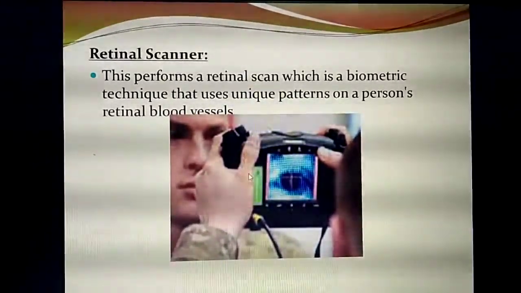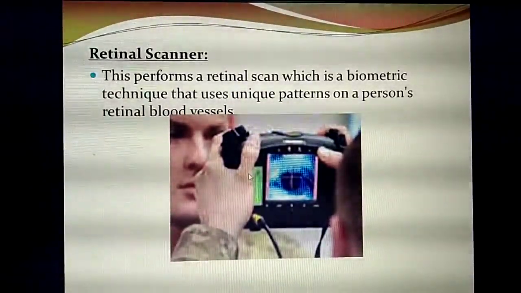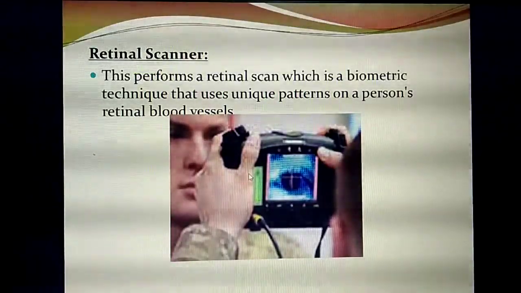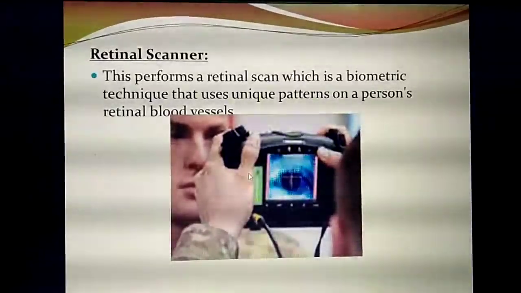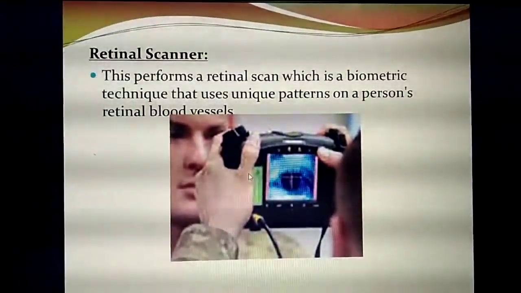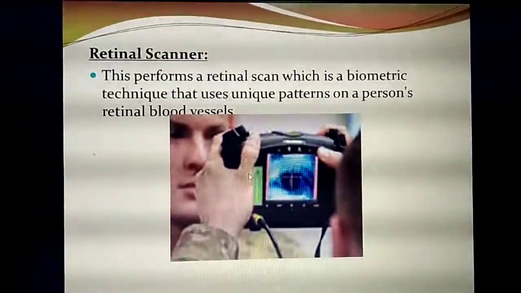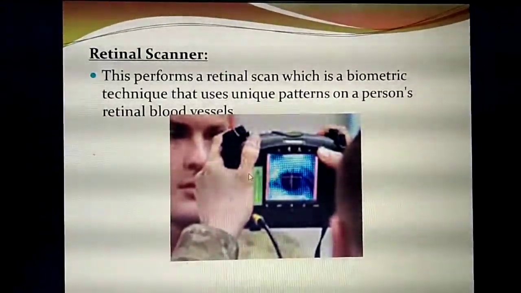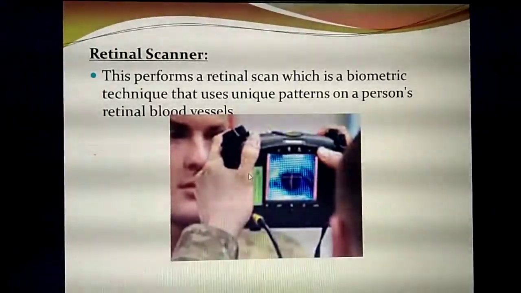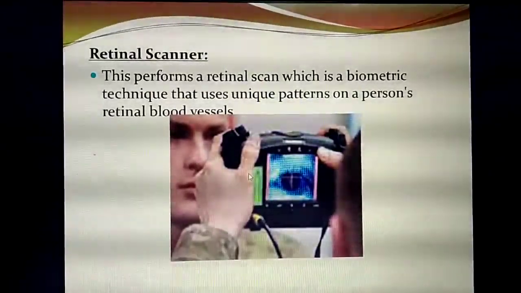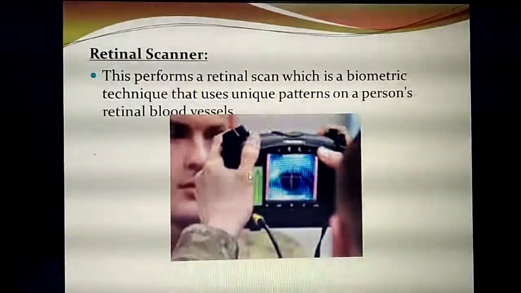Retinal scanner is used for what? To scan the retinal part of our eyes. That means it scans the blood vessels inside our retina, the person's retinal blood vessels, and mainly it is used for the biometric technique. So for Aadhaar card purposes they scan what? Our fingerprint as well as retinal. Understand the use of retinal? It scans the blood vessels present inside the retina. Mainly this is used for which technique? Biometric technique. Understand?